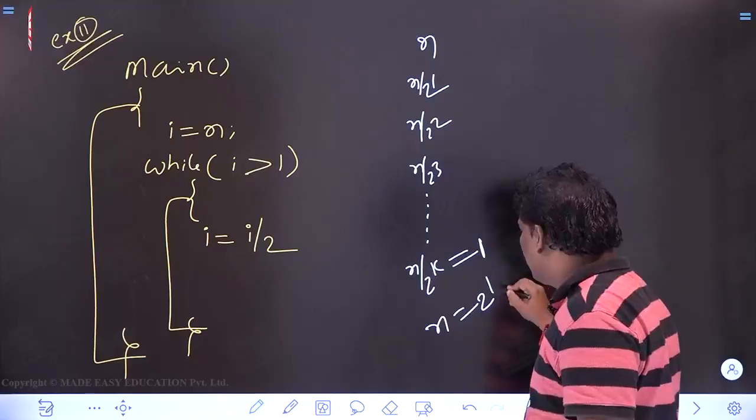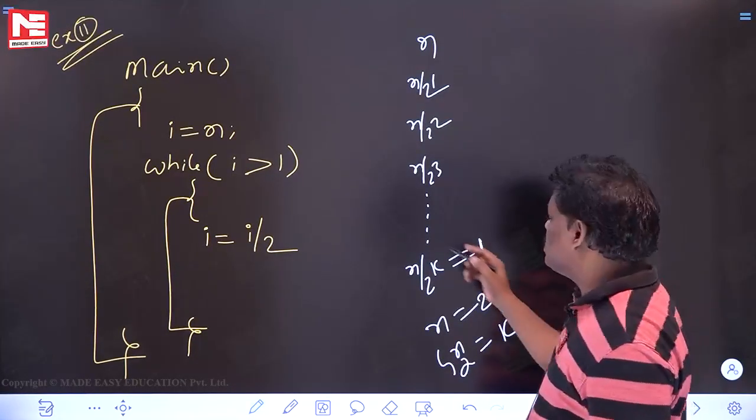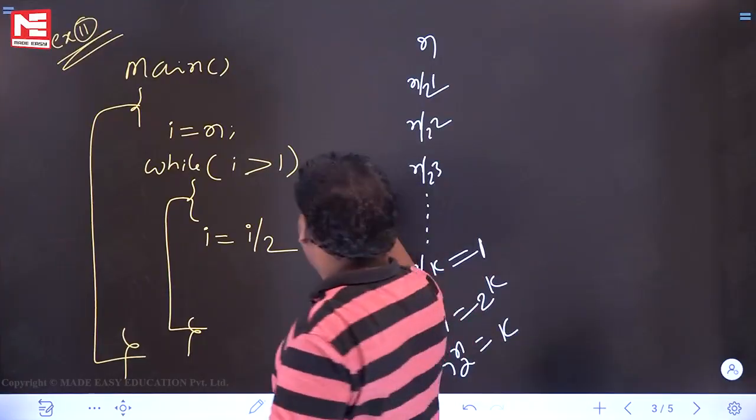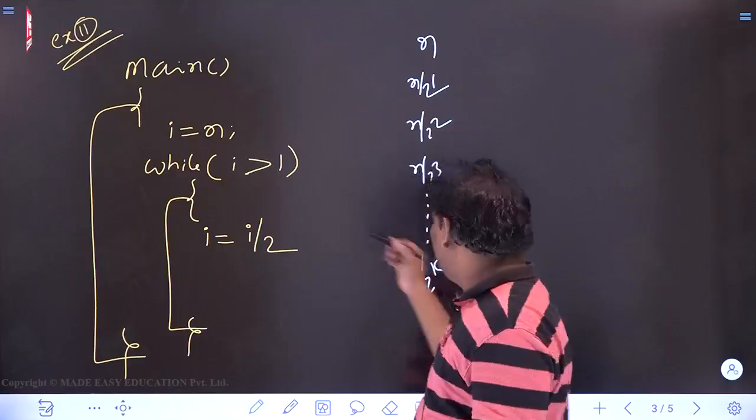N is equal to 2 power k. Finally, log n base 2 is equal to k. Finally, what is the answer? This loop is repeated how many times? K times. What is the k value? Log n base 2. Suppose equal there, log n base 2 plus 1.